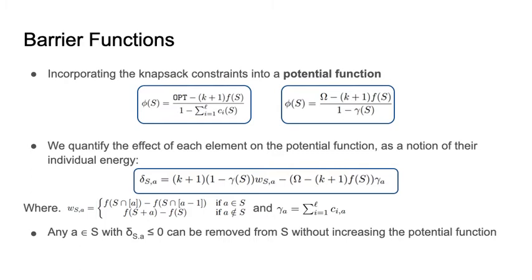We also quantify the effect of each element on the potential function as a notion of their individual energy, which you can find here as defined by delta of S and A. This value intuitively measures how an element increases the utility given the knapsack cost of that element. It also has this nice property that if we remove elements with a negative delta, then it would not increase the potential for a set S.